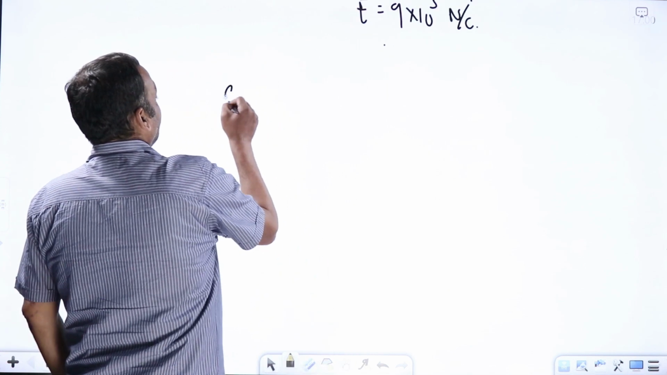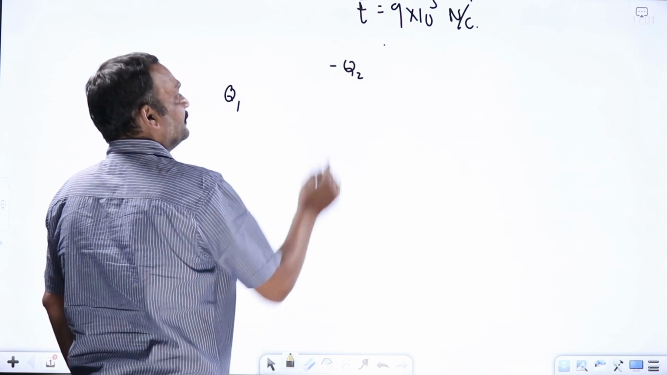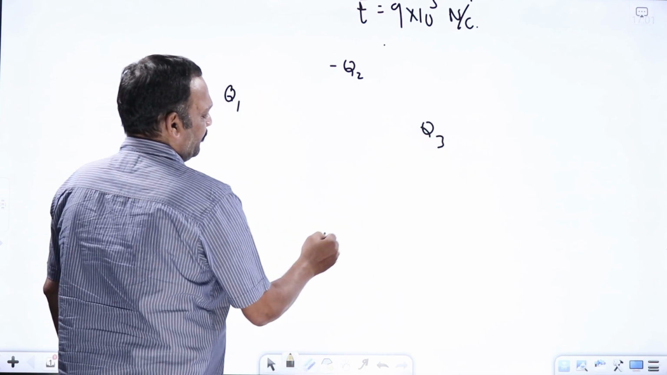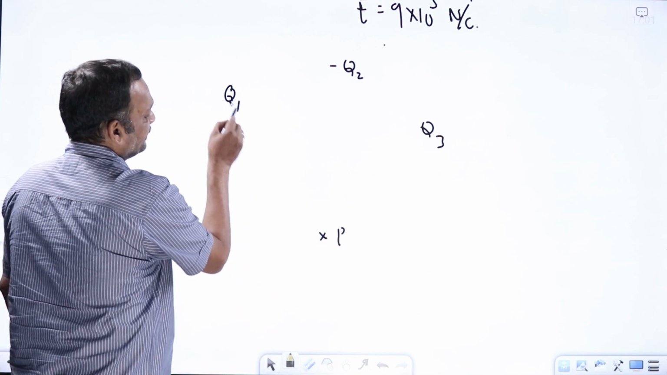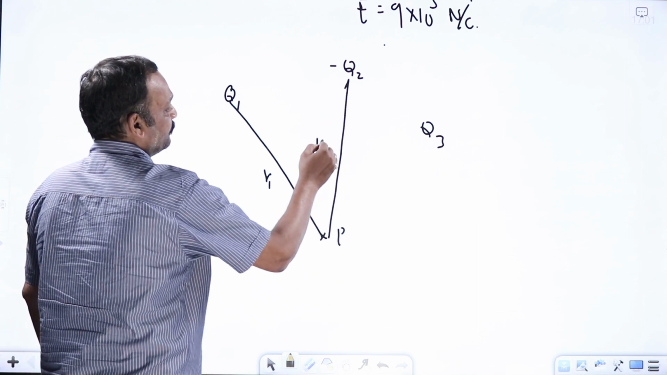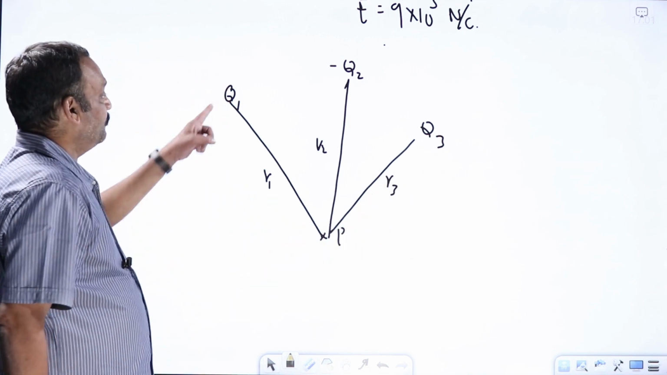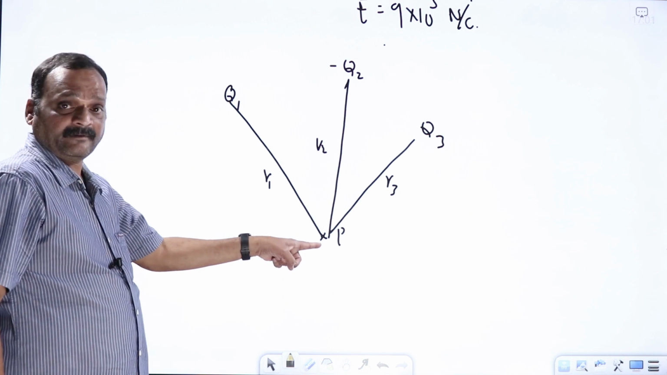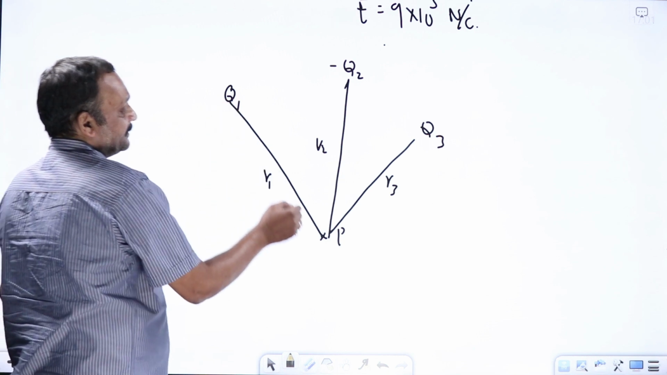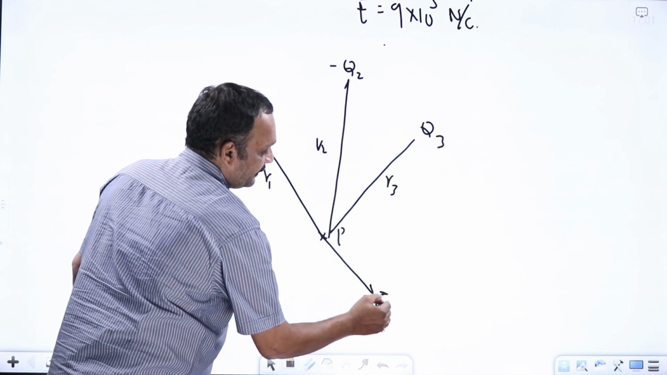Suppose Q1 charge is here, some charge minus Q2 is here, so let it be a negative charge, and another charge Q3 is here. Now there is one point P here. Q1 is at a distance R1 from this point P, Q2 is at a distance R2 from P, and Q3 is at a distance R3 from P. Q1 is a point charge at distance R1 from P, so it will produce some electric field. Because it is a positive charge, the electric field is radially outward. At point P, the electric field due to Q1, E1, will be like this.